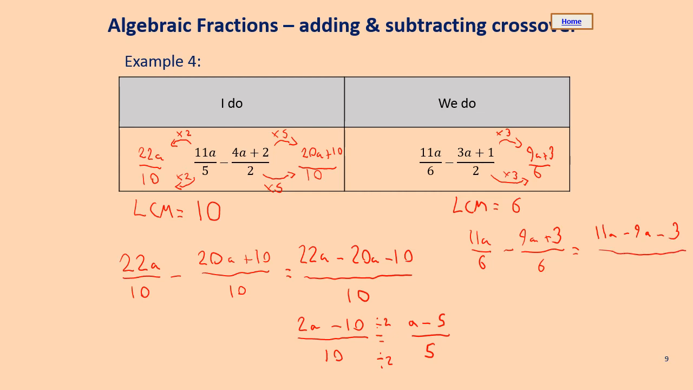Be careful with your signs, okay? 11a minus 9a gives 2a minus 3 over 6. And this cannot simplify any further, so we leave it there.